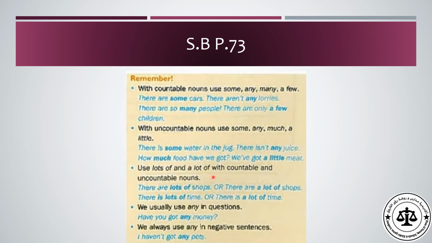Used lots of and a lot of with countable and uncountable. We said that there are lots of shops or there are a lot of shops. حكينا فيش فرق بين a lot of و lots of. There is lots of time. There is. ليش استخدمنا is؟ لأنه عندي uncountable noun. Or there is a lot of time. إما بنستخدم lots of or a lot of، و time حكينا هي uncountable noun. نستخدم مع ال uncountable noun is.